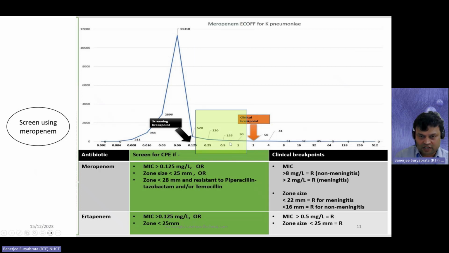So there is a large area where, even if you're going by the meningitis standard, the Klebsiella might look like a sensitive Klebsiella, but it still could be a carbapenemase producer. If you find a Klebsiella with a meropenem MIC of 0.25, even though it is sensitive to meropenem, you might still have to check for carbapenemase. This is a difficult concept, but you have to remember that.